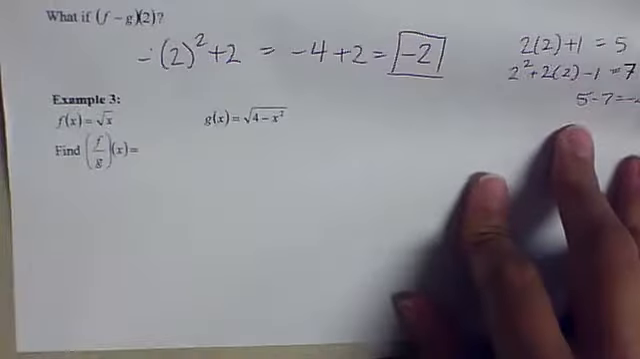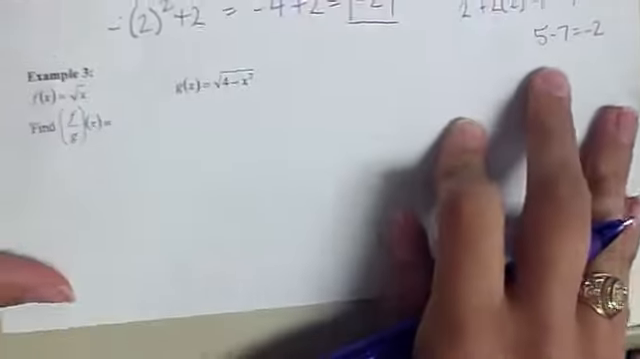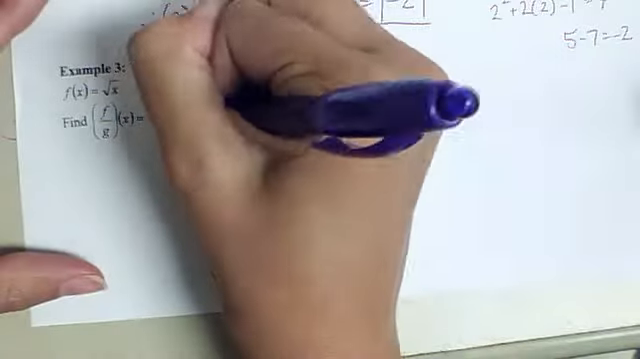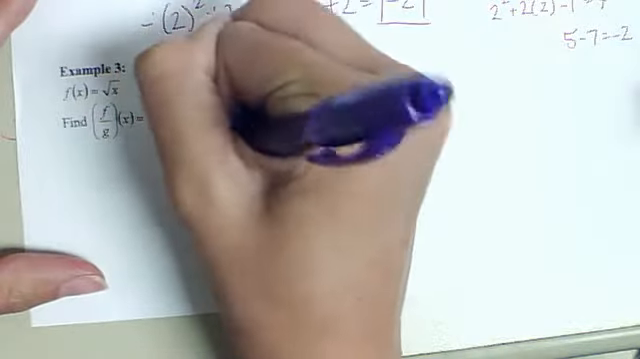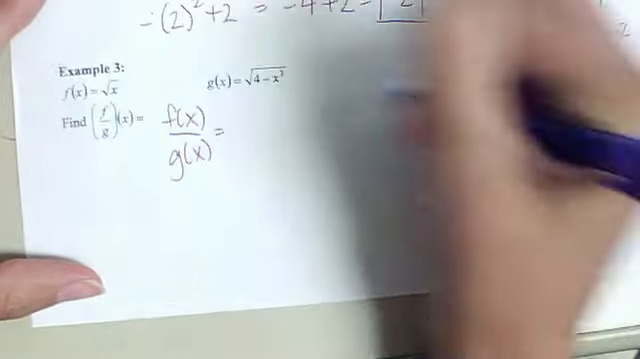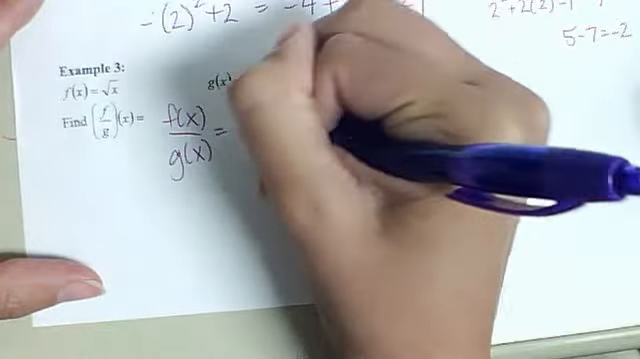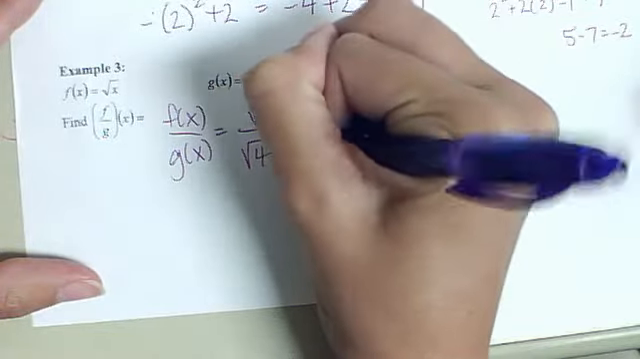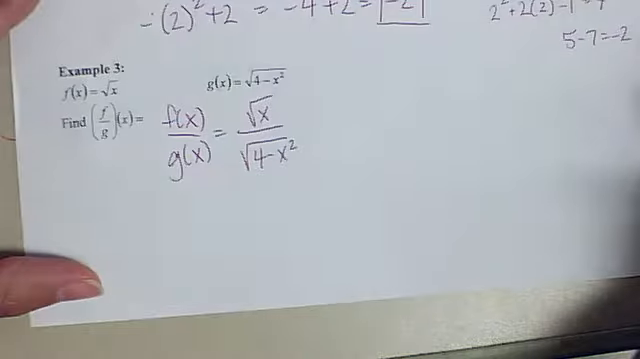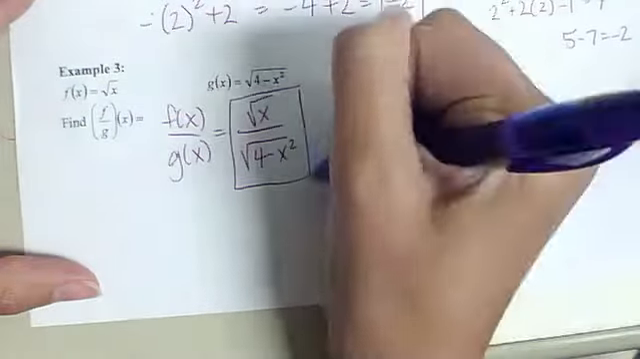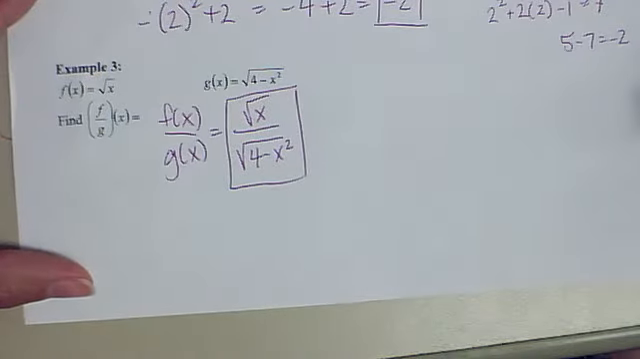The third example on this side is to do f divided by g of x. So you're going to do f of x divided by g of x. When you do that, you're plugging in your function. So you've got the square root of x over the square root of 4 minus x squared. There's not anything you can do to simplify there, so that is your final answer. And that's usually going to happen on your f divided by g of x. It's just going to stay the same.